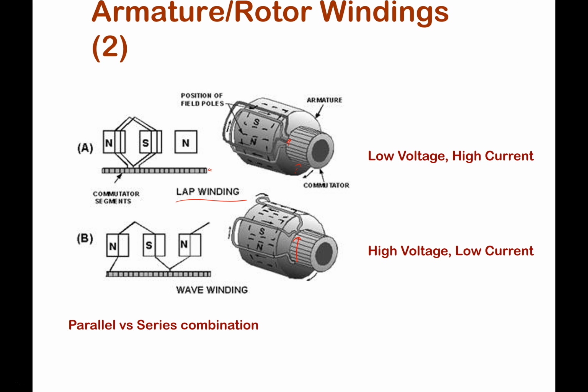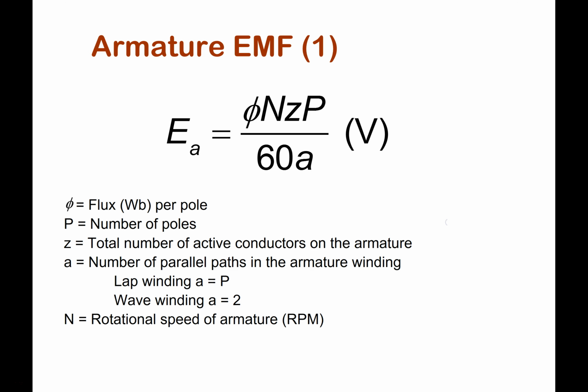Now, in essence, this is like a series versus parallel combination, and why we need to know lap winding and wave winding is because they come into play when we try to calculate the back EMF of the machine, or what we call the armature EMF.